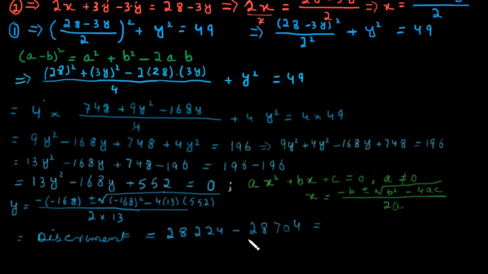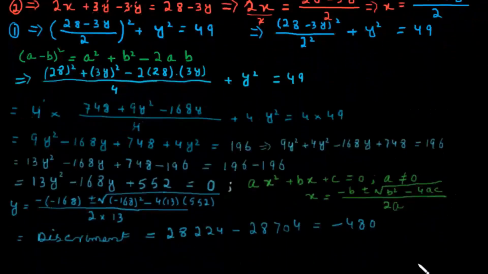Will we get a real solution, or is there a surprise waiting? And this will give us a negative value. We can see that as this discriminant is negative, there is no real solution for x and y.